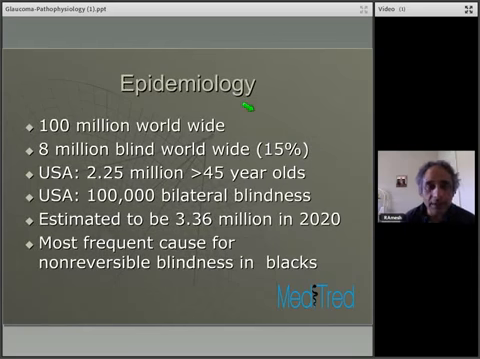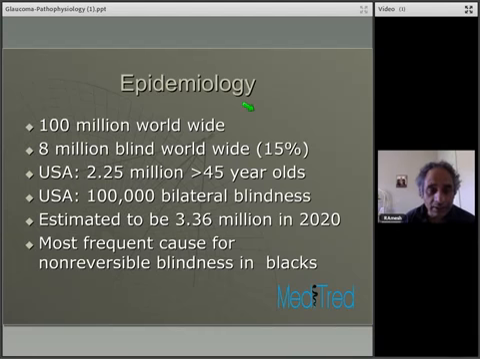There are about 100 million people afflicted with this disease process worldwide. 8 million are blind worldwide. That's about 15% of the patients who have glaucoma. They are blind from glaucoma. It's an irreversible blindness, unlike cataracts, which can cause a reversible blindness, i.e., if you operate on the cataract, the patient is going to recover the vision. Whereas with glaucoma that's left untreated, it's going to cause permanent loss of vision.